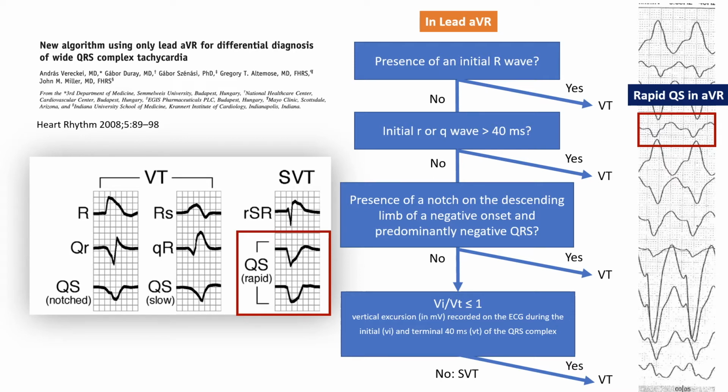The last step is to check if the initial vertical excursion in millivolts recorded on the ECG during the initial and terminal 40 milliseconds of the QRS complex is equal or less than 1. It means that activation of the initial part of the myocardium is not due to a specialized fast conducting cardiac conduction system, and even this is not the case in our ECG. So based on the described algorithm, the most likely diagnosis would be a supraventricular tachycardia in this patient.